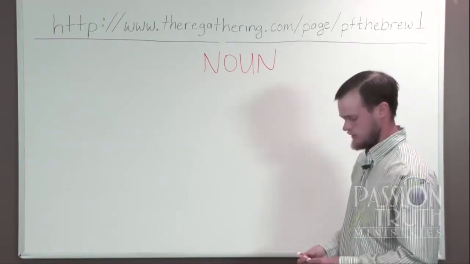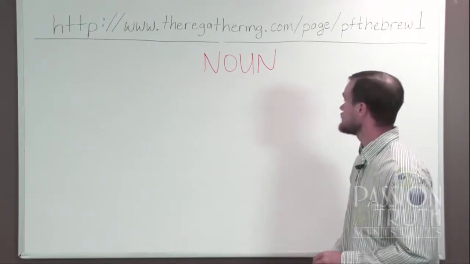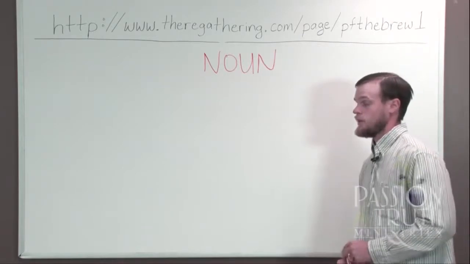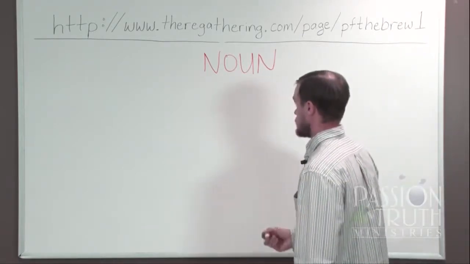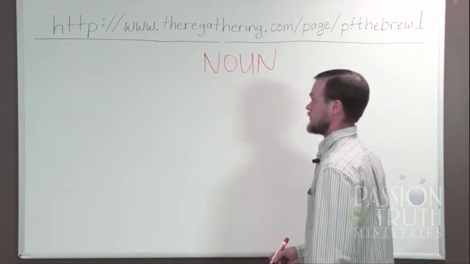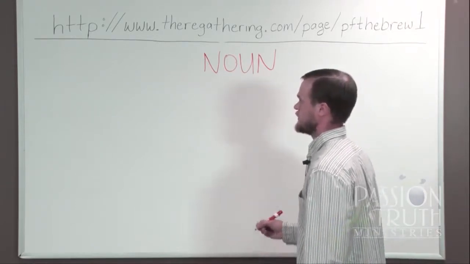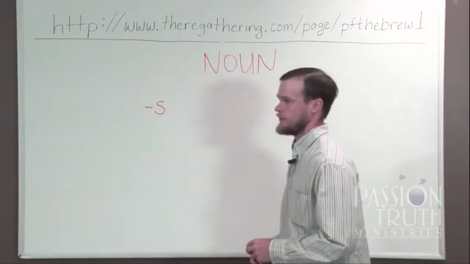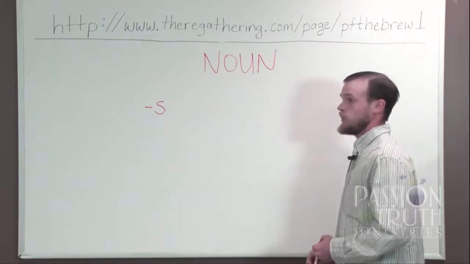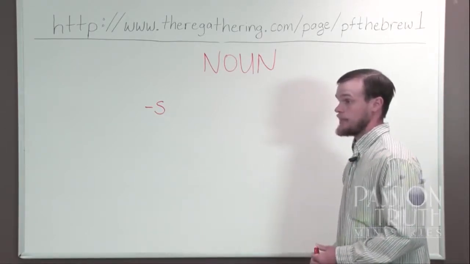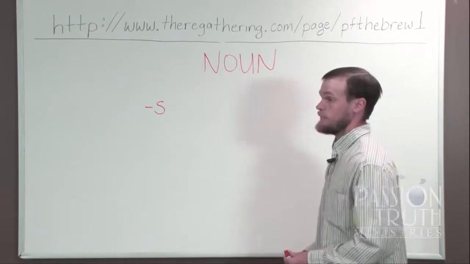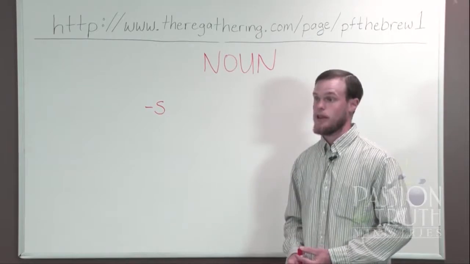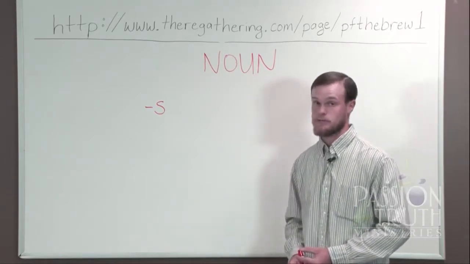So now how can we tell if a noun is singular or plural? Well, in English, although English has several ways to make things plural, the most common way is to add the S suffix at the end of a noun. In Hebrew, we also add a suffix to the end of a noun to indicate that it is plural. But we have two different suffixes that we can use. We use one suffix for masculine nouns and another suffix for feminine nouns.